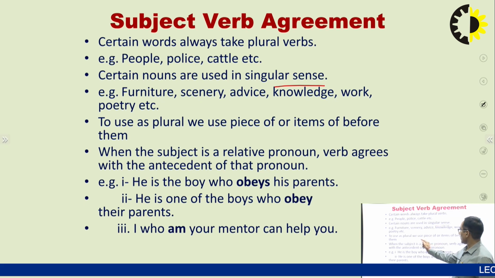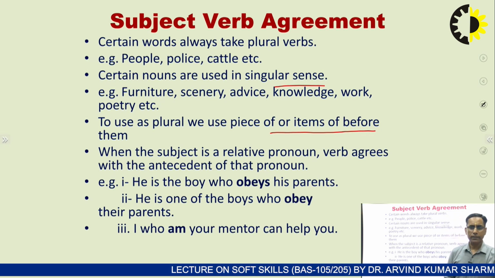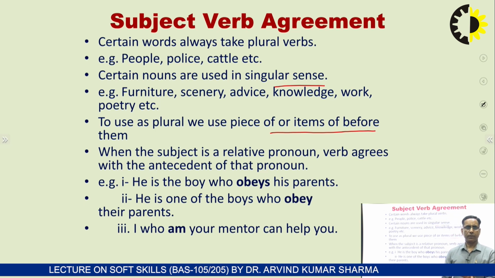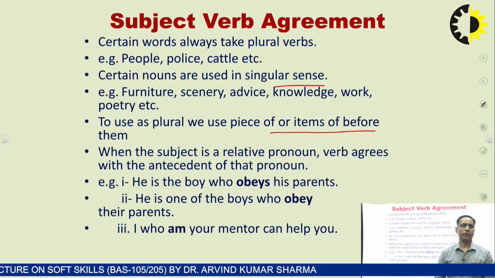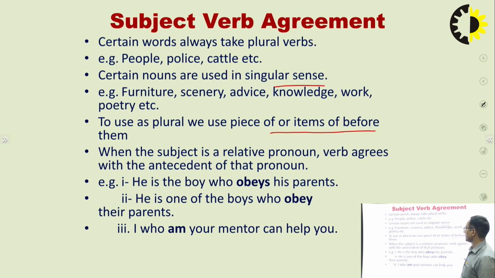To use them as plural, we use "piece of" or "item of" before them. Like, "The furniture in my house is very good," or "The furniture in his house is very costly." If you want to use plural, "The pieces of furniture are costly," the items of news, the loaves of bread. So we should use some other words before them; then they can be treated as plural. Otherwise, a singular verb is used with them.